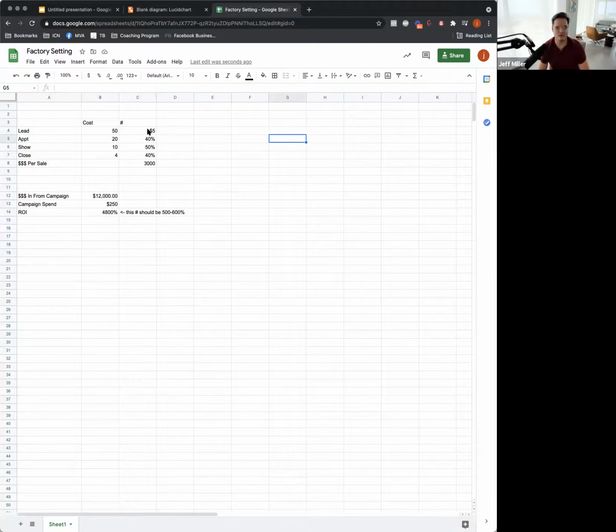Here's another example. Let's just say that your cost per lead shoots through the roof. You burn your budget. All of a sudden, you only have 20 leads. Your appointment rate is still the same. Your show rate is still the same. Your closing rate is still the same. And you don't even have a close. There's not even a person here to close. Somebody doesn't show. That's why cost per lead jumping up is a freak out for most agencies.